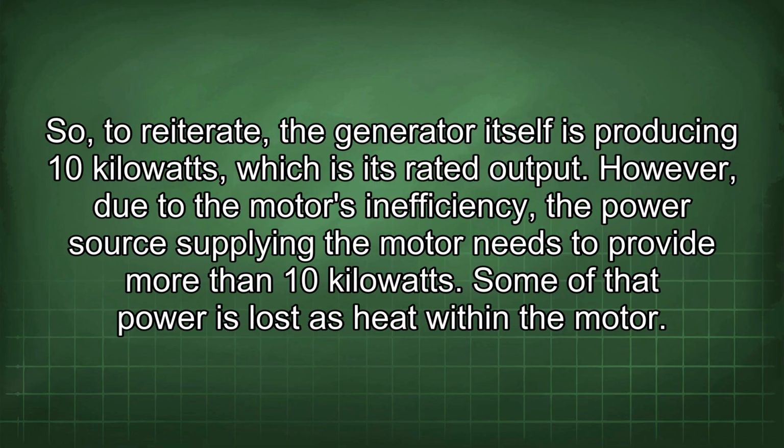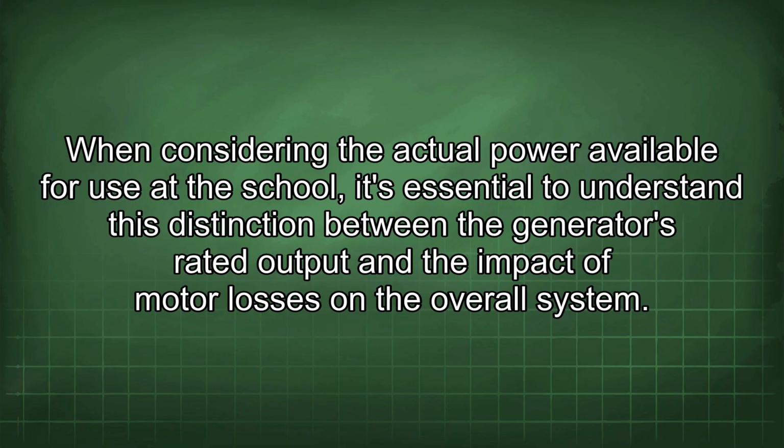So, to reiterate, the generator itself is producing 10 kilowatts, which is its rated output. However, due to the motor's inefficiency, the power source supplying the motor needs to provide more than 10 kilowatts. Some of that power is lost as heat within the motor. When considering the actual power available for use at the school, it's essential to understand this distinction between the generator's rated output and the impact of motor losses on the overall system.